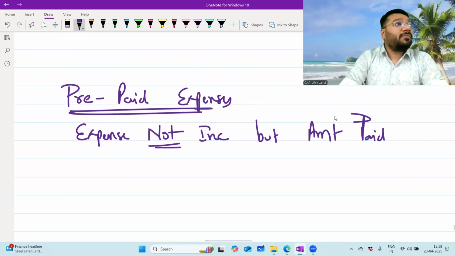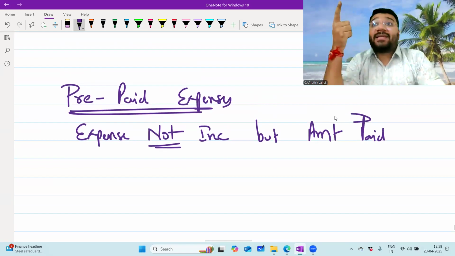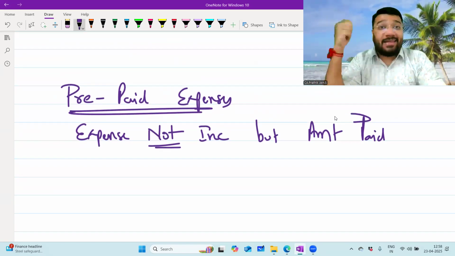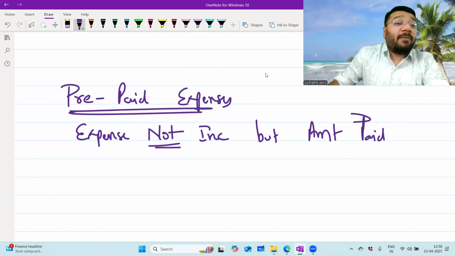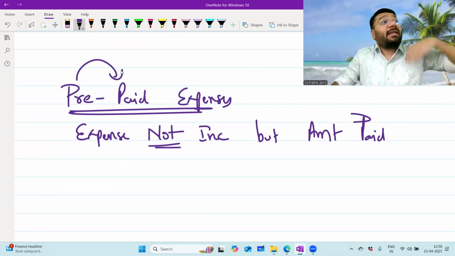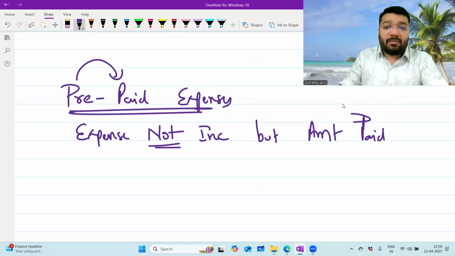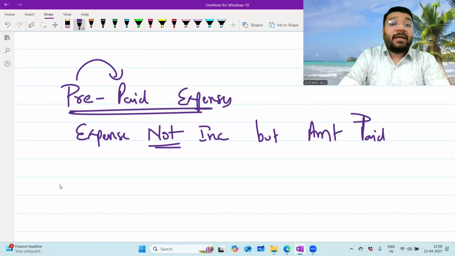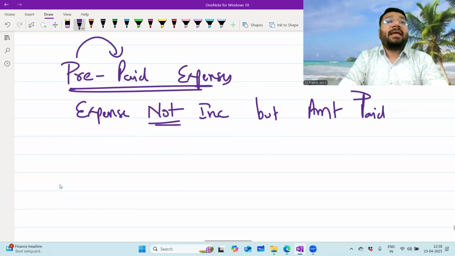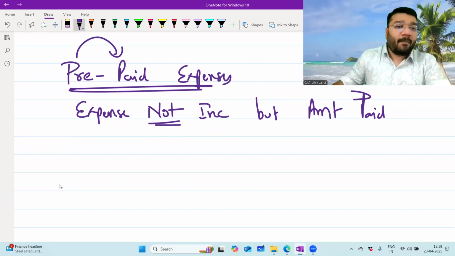Sorry, what I said? Outstanding expenses, payment not done. Here prepaid, payment done. Look at the word now, prepaid. I'm paying money in advance. Prepaid, okay. But amount paid. Here, the best example is taken from the insurance concept.